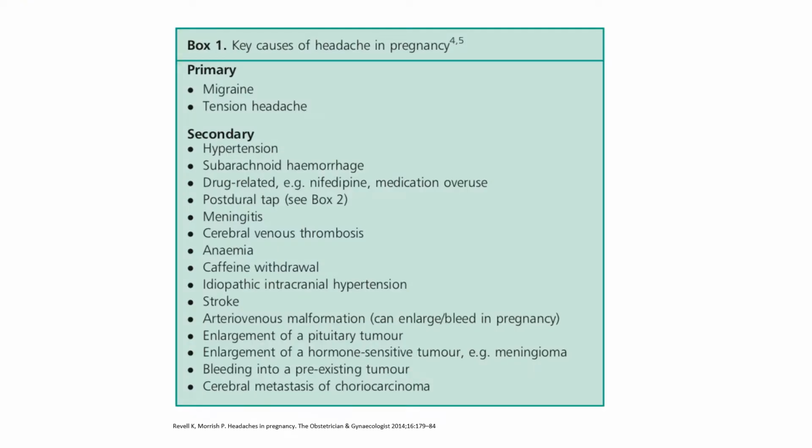So the causes of headache in pregnancy are divided into primary and secondary. Primary is things like migraine and tension headache. Secondary is hypertension, subarachnoid hemorrhage, drug-related, for example nifedipine, medication overuse, post-dural tap, meningitis, cerebral venous thrombosis, anemia, caffeine withdrawal, idiopathic intracranial hypertension, stroke, arteriovenous malformation, enlargement of a pituitary tumor, enlargement of a hormone-sensitive tumor, for example meningioma, bleeding into a pre-existing tumor, cerebral metastases of choriocarcinoma.